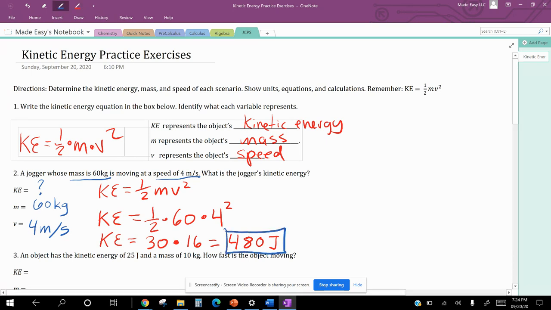Units are important. So when you're asked to find the kinetic energy, that's how you're going to do this problem. It's just going to be simple. Plug the numbers into the equation, put them into the calculator, and then hit enter, and we got our answer.